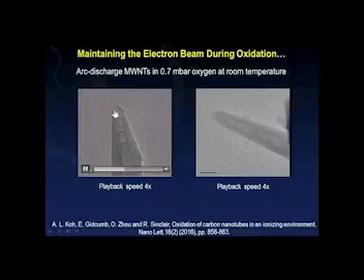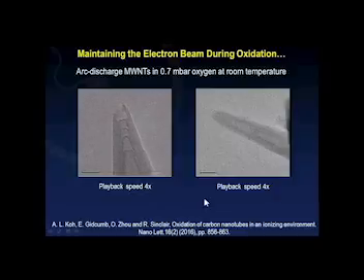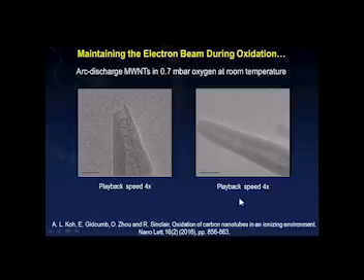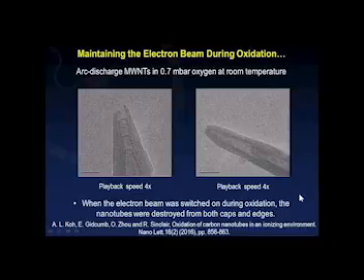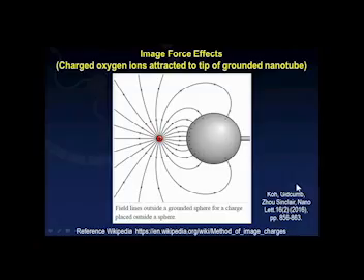we start seeing attack along the cap of the carbon nanotubes. And in addition to the edge, it seems like it's also attacking the side walls of the nanotube. Here you can see over here that parts of the graphitic wall amorphize and the nanotube gets destroyed. So when the electron beam was switched on while oxygen was flowing inside the ETEM column, the nanotubes were destroyed from both caps and edges.